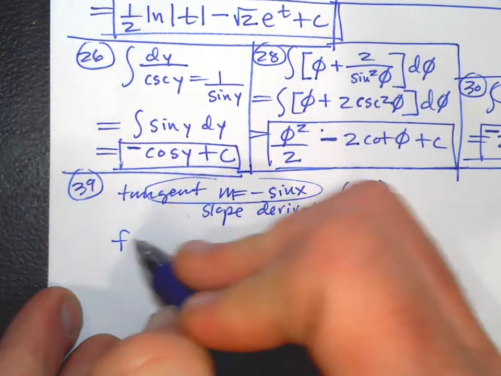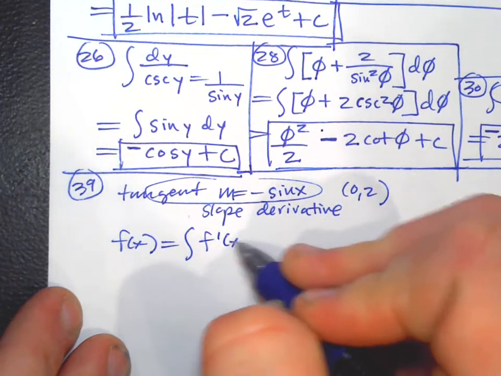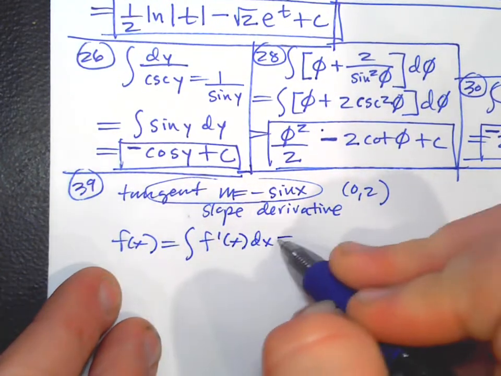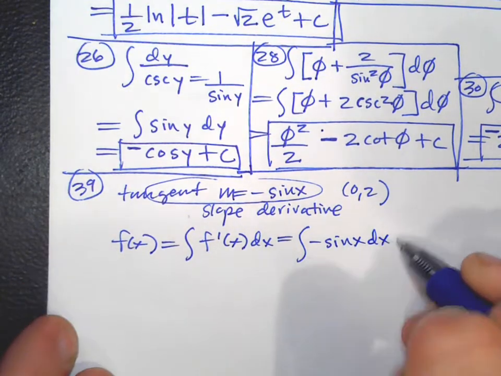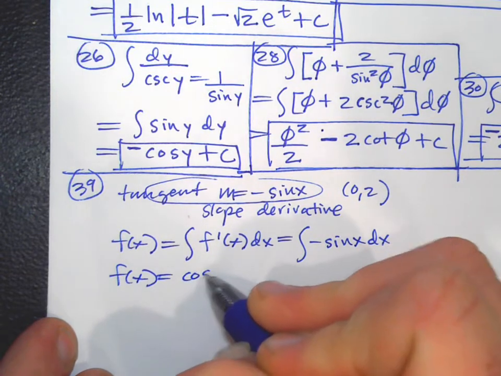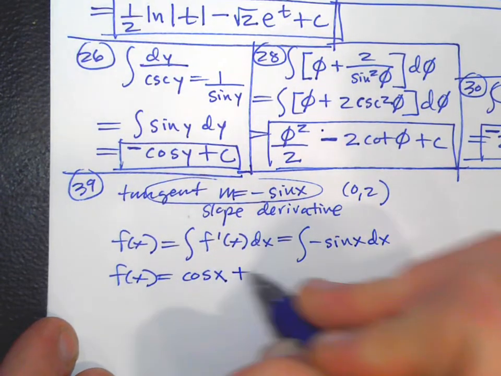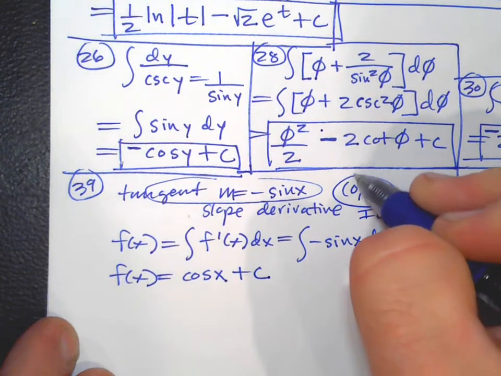So if you want the original function and you have the derivative, you integrate the derivative, right? So we need to integrate negative sine x. Now, what we get is cosine x. It gives you negative, right? Plus c, but we don't want the plus c. We have an initial condition right here.